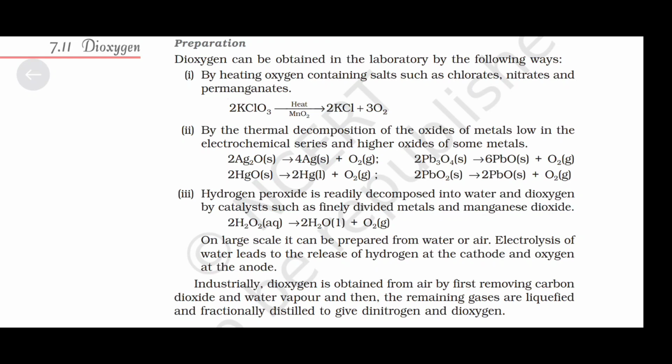Hydrogen peroxide is readily decomposed into water and dioxygen by catalysts such as finely divided metals and manganese dioxide. H2O2 in the presence of a catalyst will give water plus oxygen gas is released. On large scale, it can be prepared from water or air. Electrolysis of water leads to the release of hydrogen at the cathode and oxygen at the anode. An important question here: what is released at the cathode, and what is released at the anode? And in large scale production, we do electrolysis of water for preparation of dioxygen.